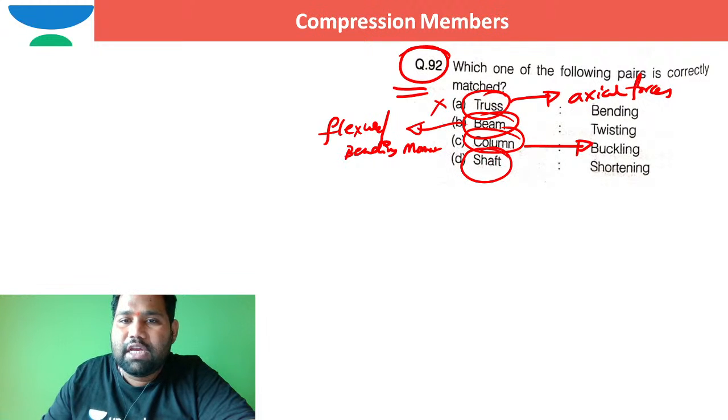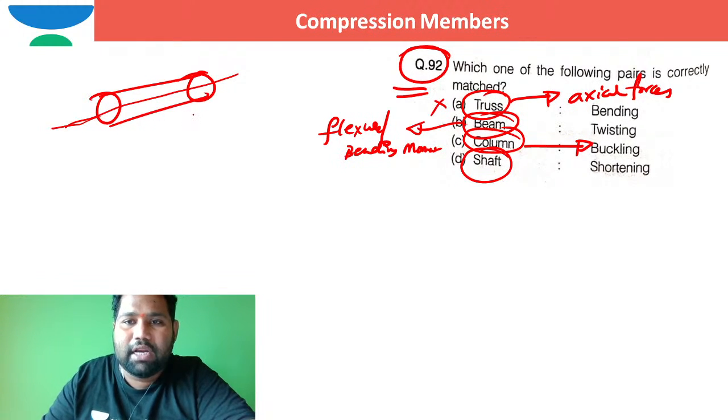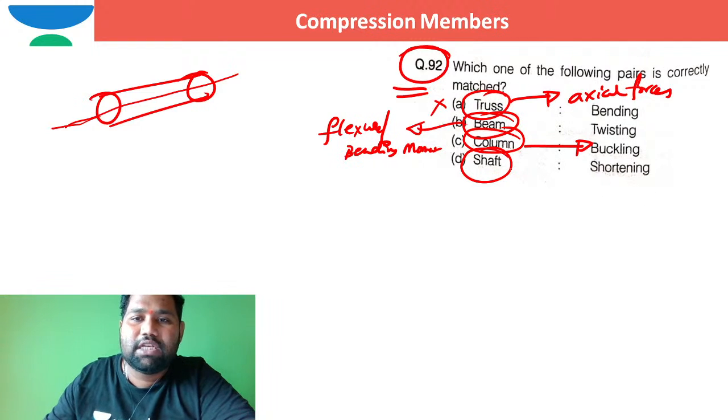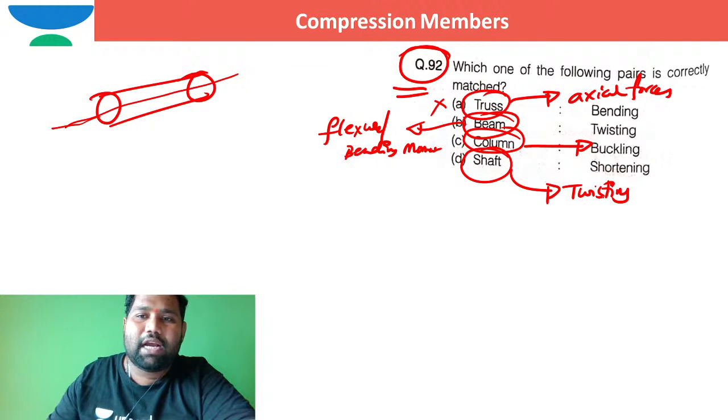In a shaft, what is the nature of stress? The shaft will keep on rotating about its axis. In such a case it will be subjected to torsional moment, right? So it is not shortening. I can say in a shaft, twisting or torsional moment is the possible thing. So the remaining option is also wrong. Only option C seems correct.